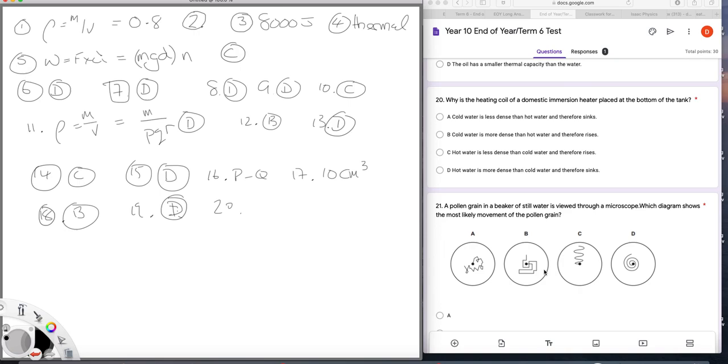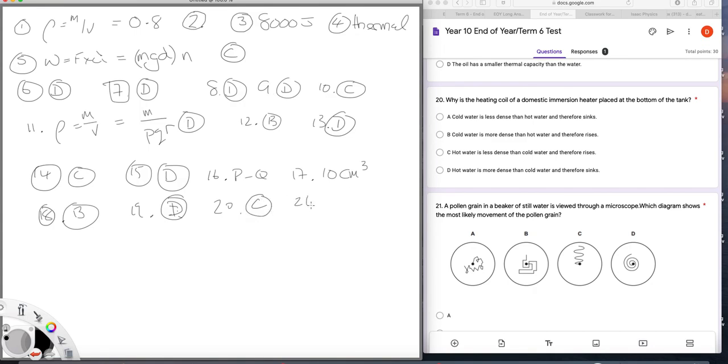Why is the heating coil of a domestic immersion heater placed at the bottom of the tank? Well, that is because the hot water is less dense than the cold water and therefore rises, which happens to be C.